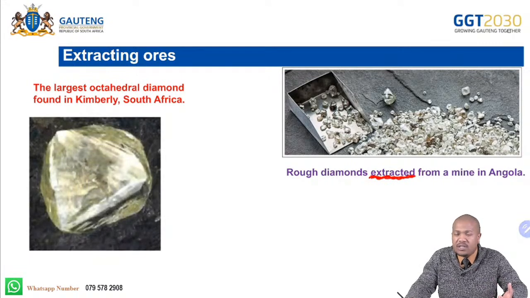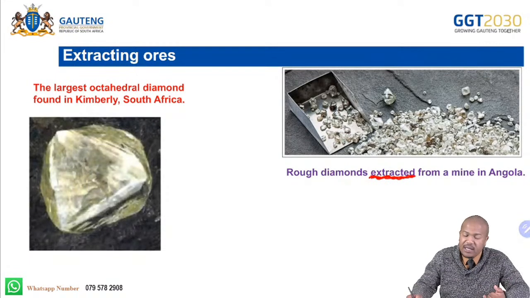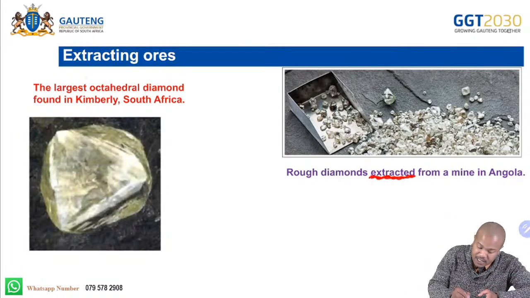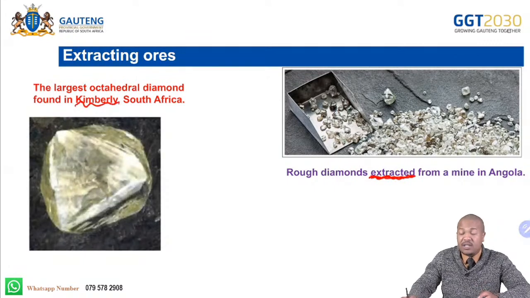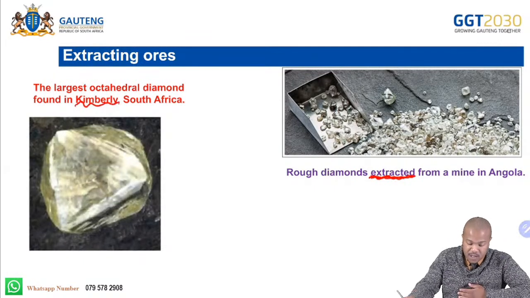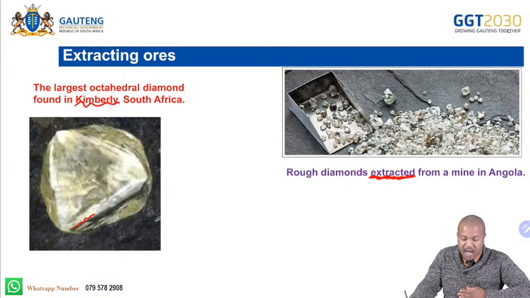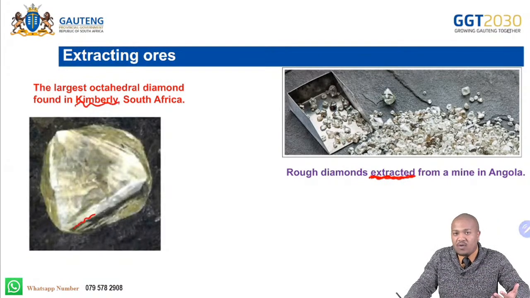And also now we have a diamond mine in Kimberley, right? This is an example of the largest octahedral diamond that is found in the diamond mine in Kimberley, South Africa, right? So this is the octahedral shaped diamond that is found in those mines.